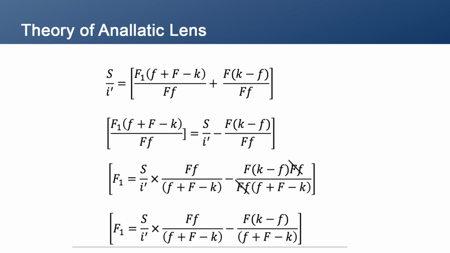Now, from this we can determine f1. So, f1 is equal to s by I into ff by small f plus f minus k minus capital F into k minus f into ff by ff into f plus f minus k. Then cancelling ff, we finally arrive at the equation f1 as s by I into ff by small f plus f minus k minus f into k minus f by f plus f minus k.